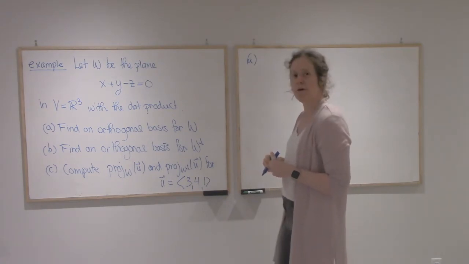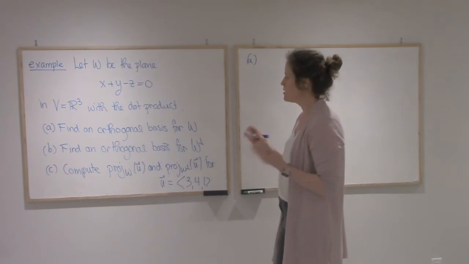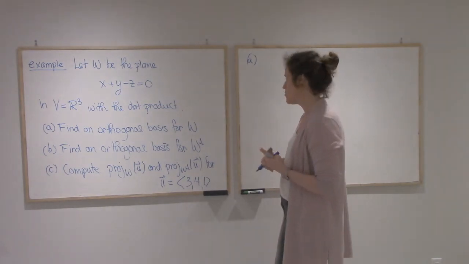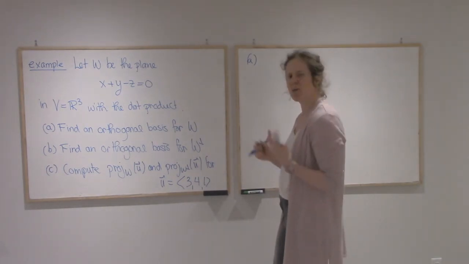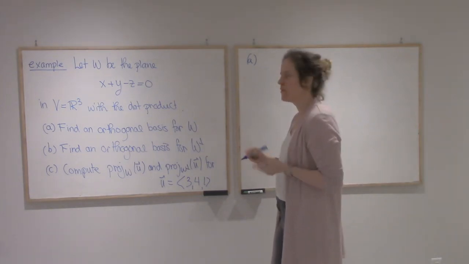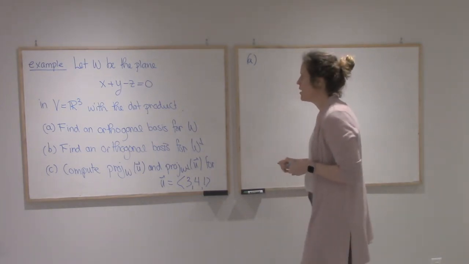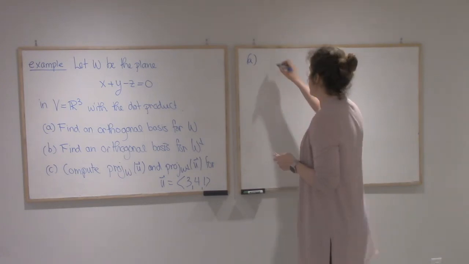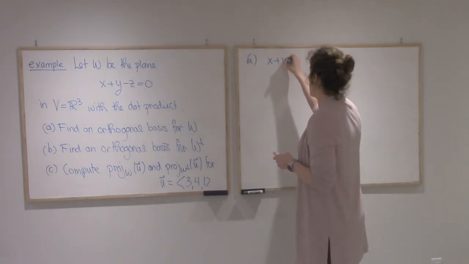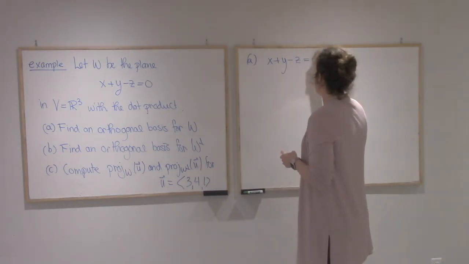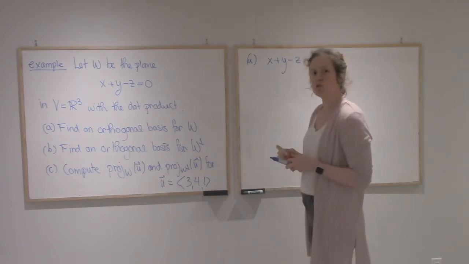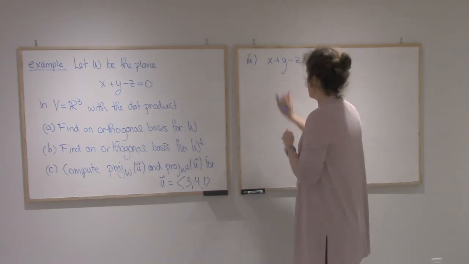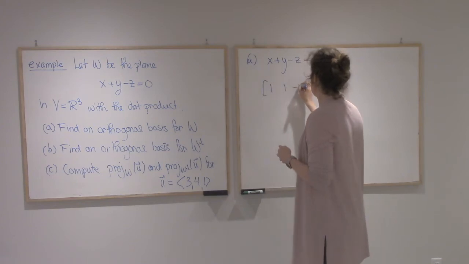We don't really have a recipe for that yet, so I need to use our knowledge of R3. In fact, I think there was a question like this on last term's final. So I have x plus y minus z equals 0. If I'm just trying to find any basis, I have a system.